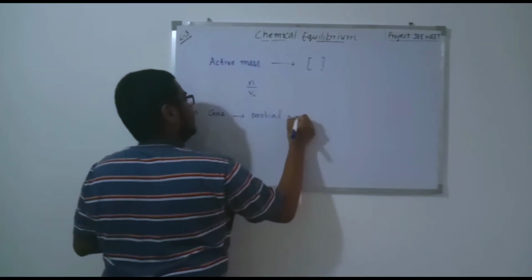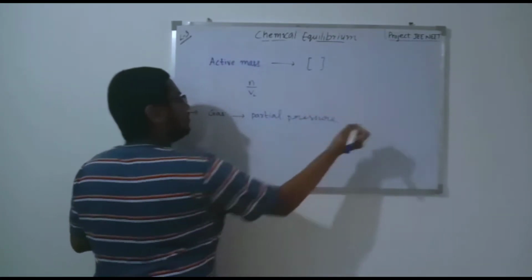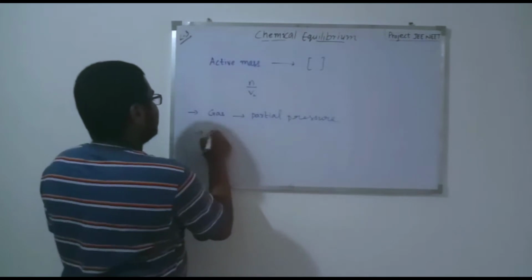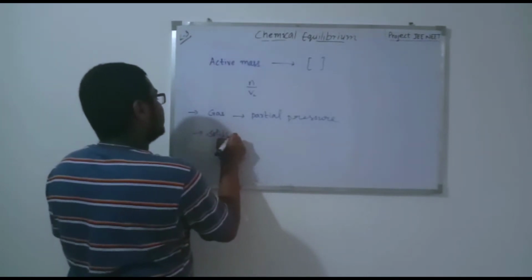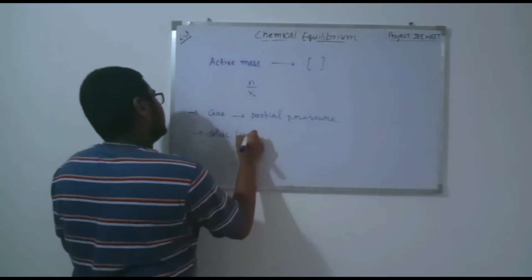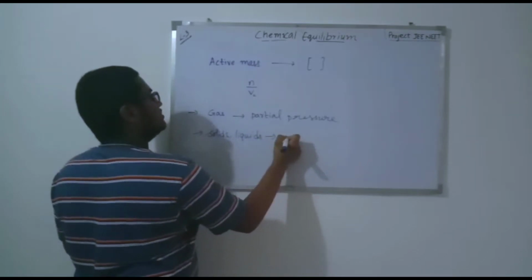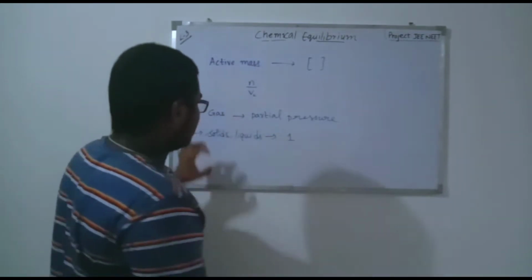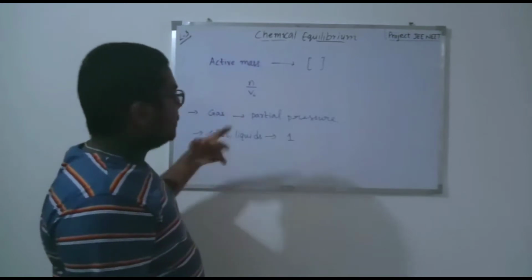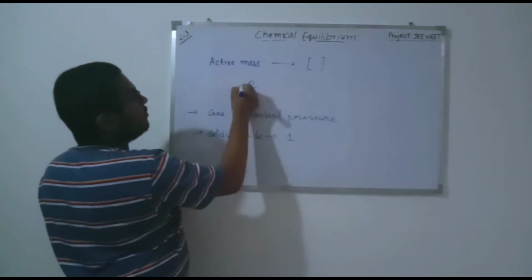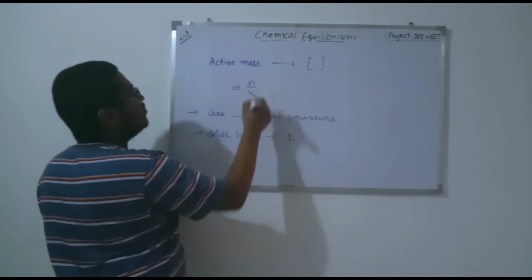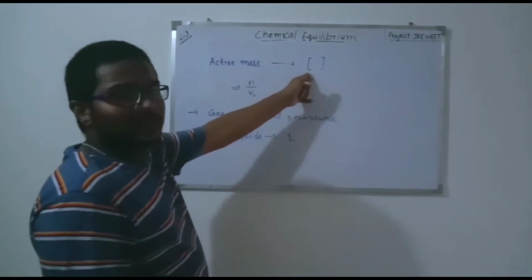Partial pressure. So for the remaining, that means for solids and the liquids, the active mass is taken as unity. This must be noted because these two are the important points here. So the general formula is n by V, and it is denoted by square brackets.